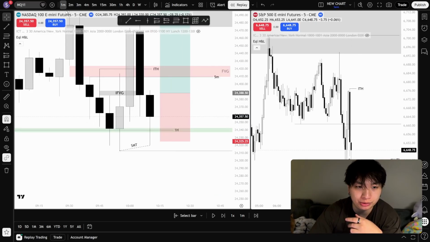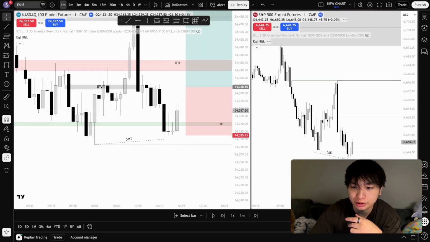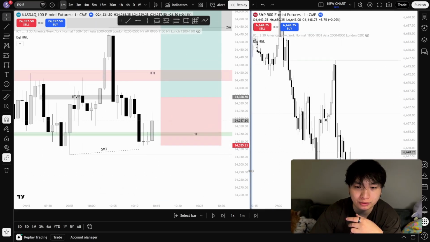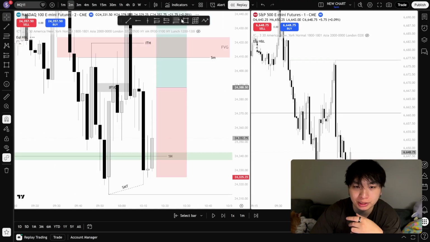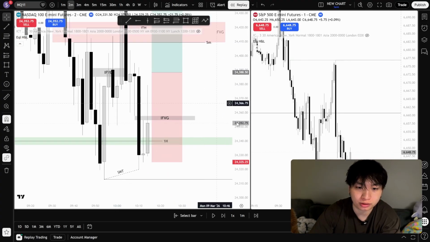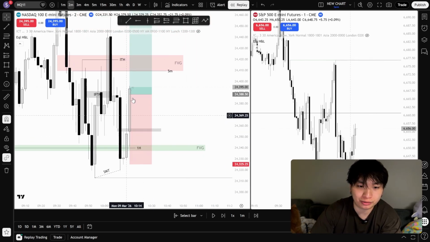So price ends up sweeping lower. We end up creating this SMT, right? Price sweeps lower, creates this SMT. And then what do we have immediately following? A 2-minute inversion to the upside right here. And then I just waited for this to get invalidated.